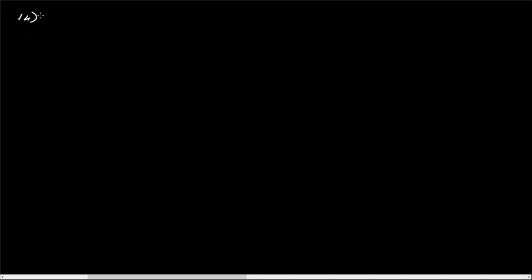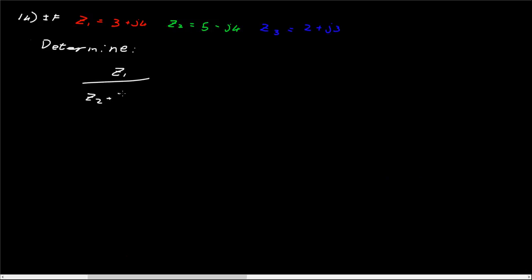Question 14 says, if Z1 equals 3 plus j4, Z2 equals 5 minus j4, and Z3 equals 2 plus j3, then determine Z1 over Z2 plus Z3 in rectangular form.